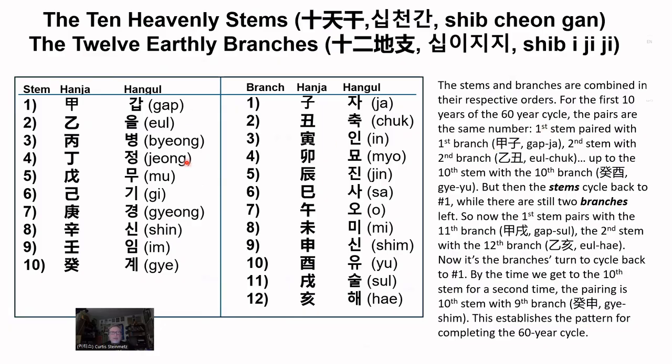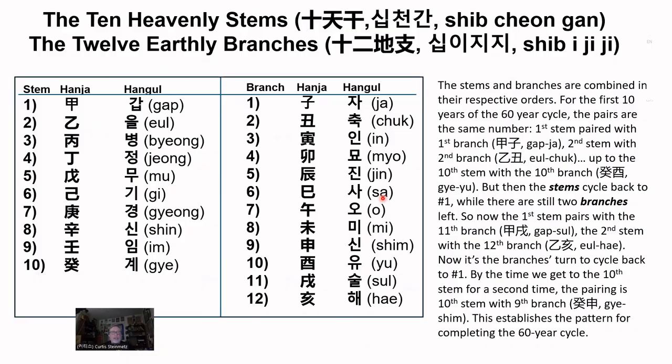Each heavenly stem has a corresponding element. So do the earthly branches. But the earthly branches, in addition to being associated with yin or yang and one of the 5 elements, each of the earthly branches is also associated with one of the signs of the East Asian 60-year cycle, of the East Asian lunar zodiac.